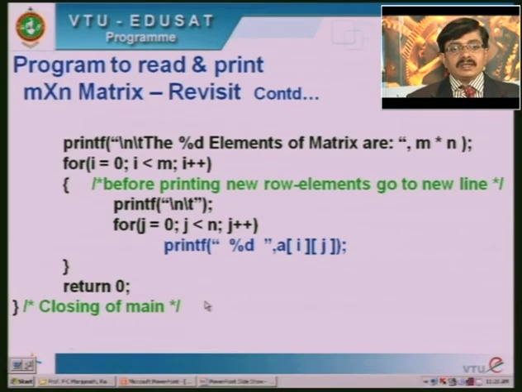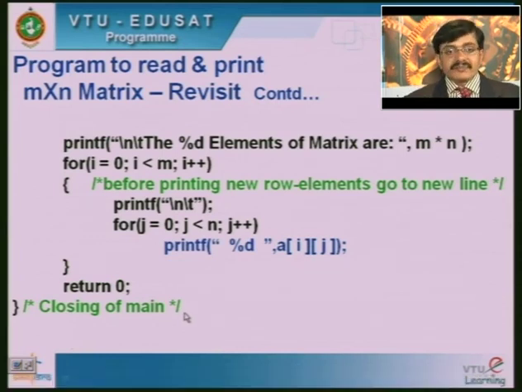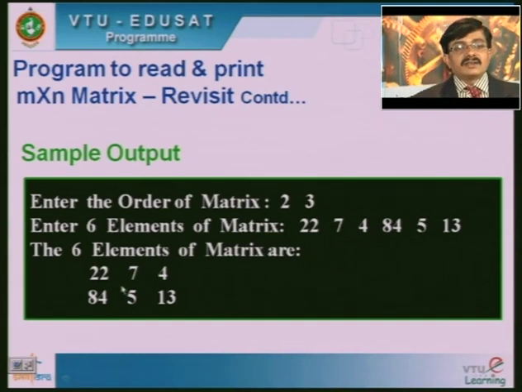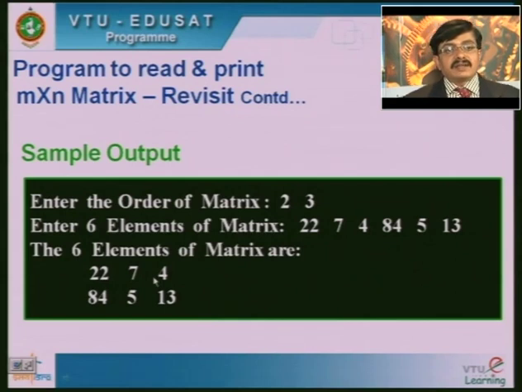Now, when this code is executed, we can see that if I am entering 2 and 3, and the inputs given are 22, 7, 4, 84, 5 and 13, then the 6 elements of the matrix are 22, 7, 4, 84, 5 and 13. So, in the form of a matrix, the elements get displayed there. This is a recommended way of displaying the output of programs related to matrices.